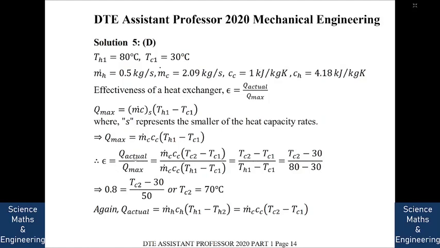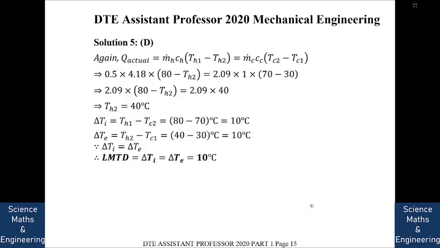Now effectiveness is Q actual by Q max. Now Q actual is how much? m dot C into Cc into Tc2 minus Tc1, and Q max is m dot C into Cc into Th1 minus Tc1. So from here we get Tc2 is 70 degrees centigrade. Now again, actual heat transfer is m dot H into Ch into Th1 minus Th2, which is also equal to m dot C into Cc into Tc2 minus Tc1. Now from here we can find that Th2 is 40 degrees centigrade.